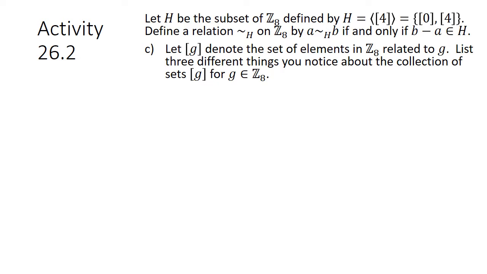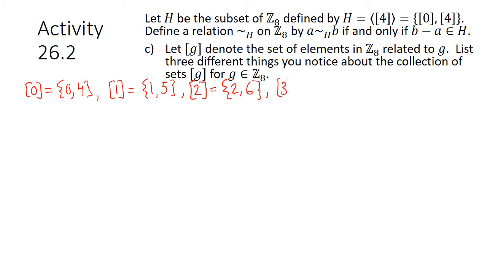Okay, so part C here. Let bracket G denote the set of elements in Z8 related to G. List 3 different things you notice about the collection of sets bracket G for G in Z8. So I think maybe we should just list off what these are first of all. So this was 0 and 4. This one was 1 and 5. This was 2 and 6. 3 and 7.